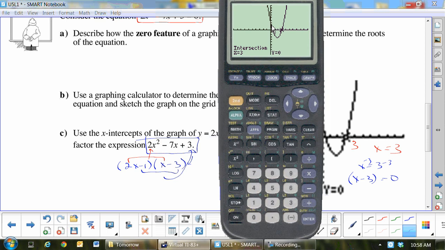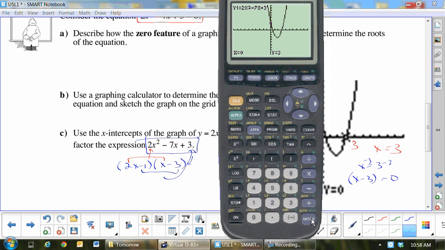Okay, all you have to do is this. Watching? Hit trace, 0, and then enter. Trace 0, enter. Now, trace 0 says trace, I'm allowed to put in any x, it'll give me the y.